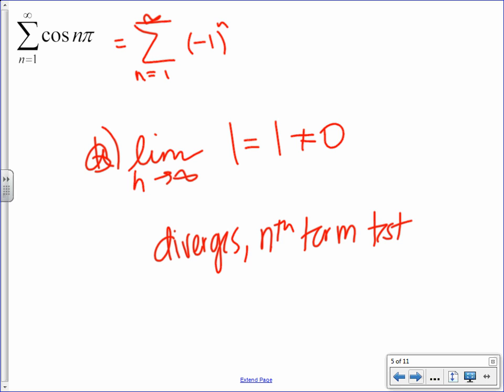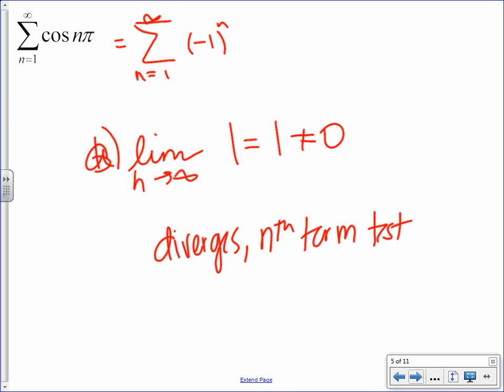Okay. Let me sort my thoughts. Or is it literally just the nth term test? Well, I mean, A is the nth term test. If it passes A and fails B, I would say that it diverges by the alternating series test.